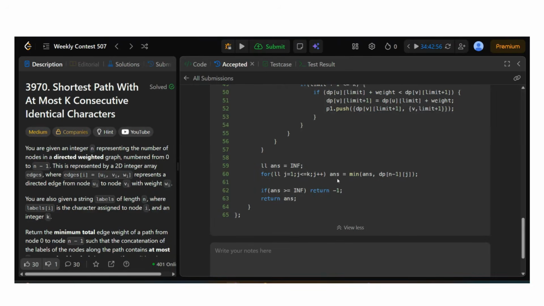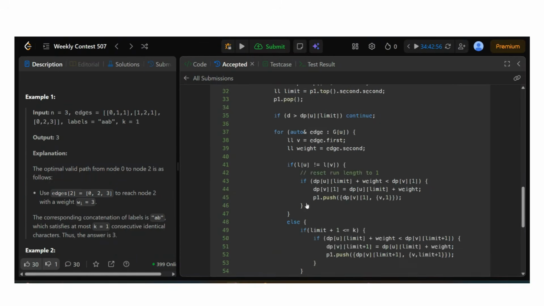So see, guys, same thing: dp[n-1][j], where j is going from 1 to k. If the answer is still coming as infinity, it means the answer was not possible at all, so return minus 1, else return the answer. Such a brilliant question. Makes you strong.